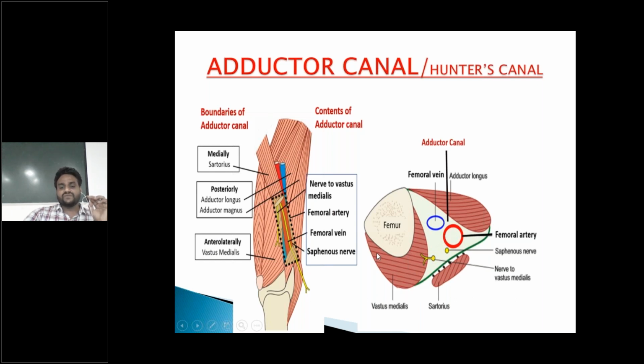Wherever you see vastus medialis towards the femur, that is the lateral boundary of the adductor canal.